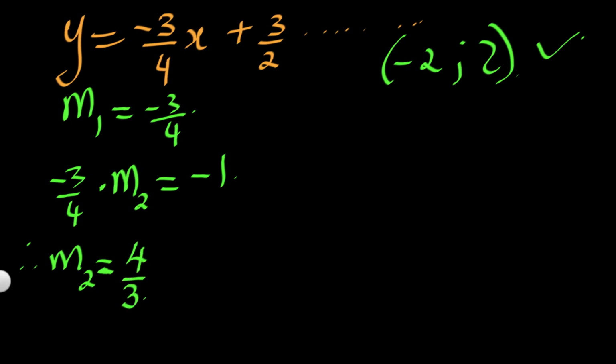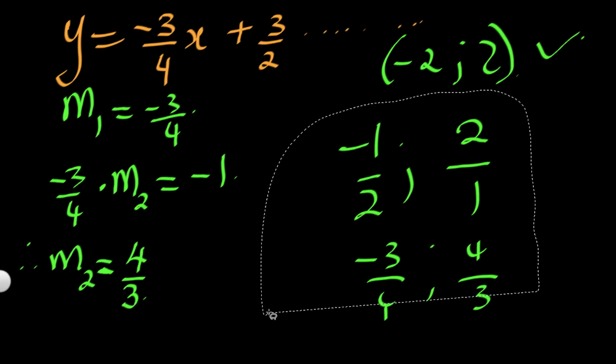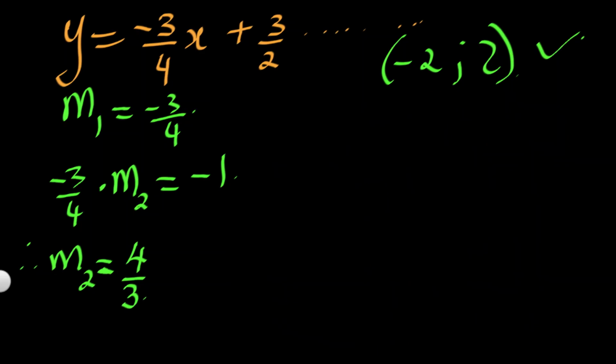In short, if two lines are perpendicular, the gradients are simply the inverse of each other with different signs. So if one is minus 1 over 2, the other should be 2 over 1, but with a different sign. This one is minus 3 over 4, so the other gradient is supposed to be 4 over 3, just with a different sign. You take the inverse of this and you change the sign. That's all. That's how you find the gradients of lines that are perpendicular.